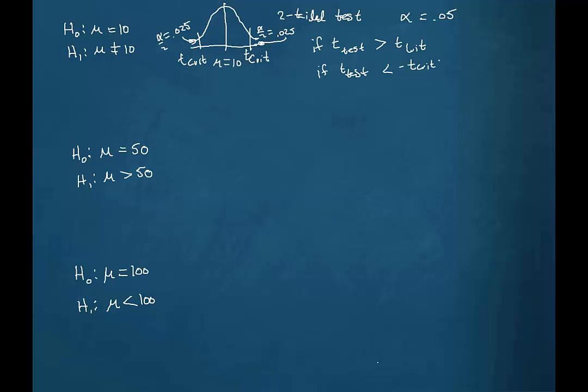So if our t-test value is greater than the positive t-critical value, or if that t-test value is less than the negative t-critical value, and by the way, since the distribution is symmetrical, these would be the same in their absolute value, so we can say t-critical or the negative of t-critical. If either one of these things happens, then we should reject the null hypothesis. We should reject that the mean is equal to 10 and conclude that it's not 10.